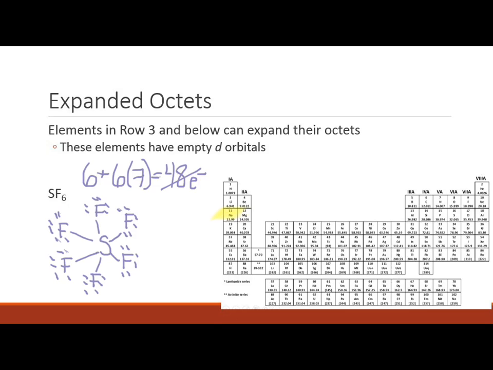So anything in horizontal row 3 and below can go ahead and expand its octet. Now, remember that I mentioned that sulfur doesn't have to expand its octet. So let me just show you.